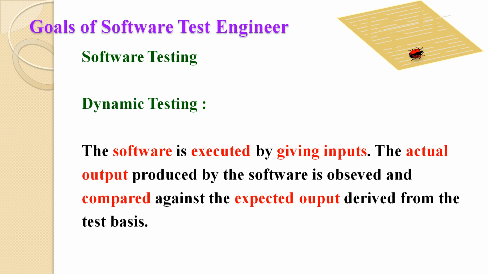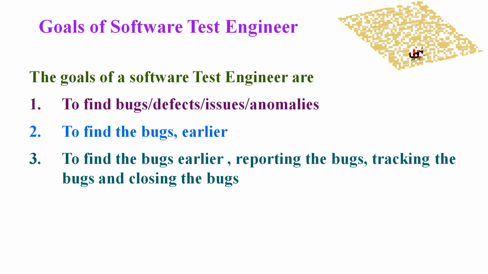So as a software test engineer, first you have to do the software static testing, and then you have to do dynamic testing. Either it may be static testing or dynamic testing, both are testing only. Testing itself is nothing but to find the defects. That means you have to find the defects during the static testing as well as in the dynamic testing.